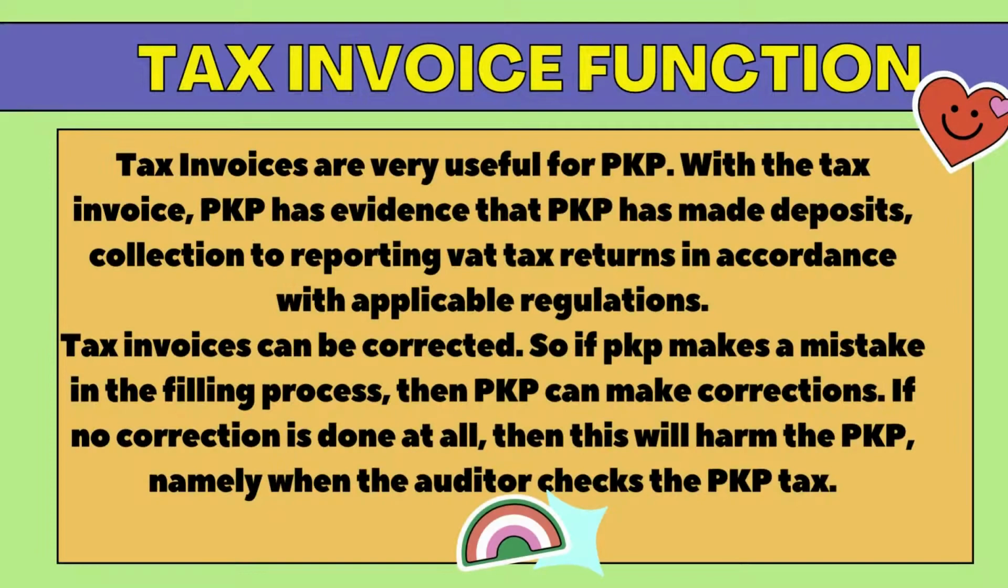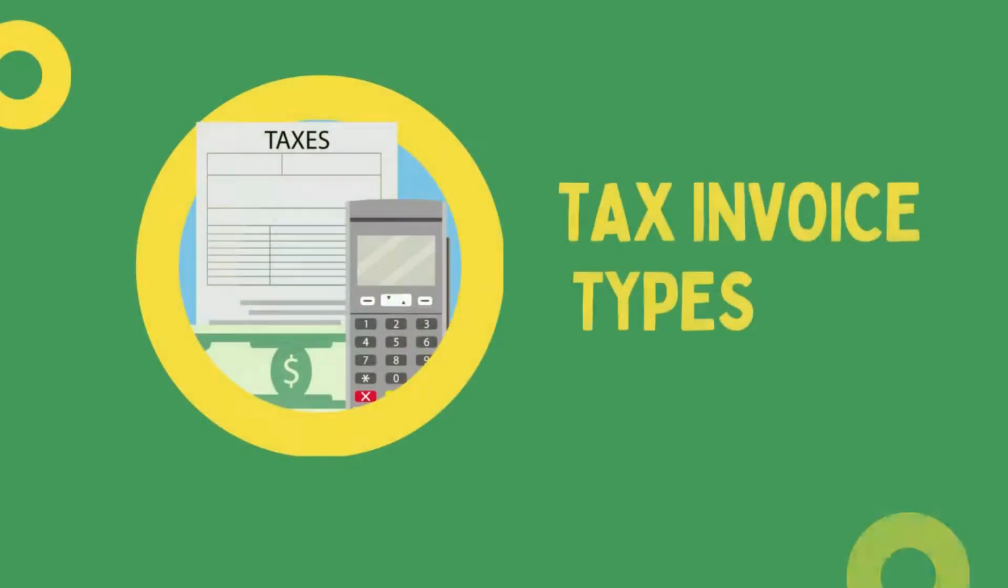The next subtopic that we're going to discuss is tax invoice functions. Tax invoices are very useful for PKP. With the tax invoice, PKP has evidence that PKP has made deposits and collections for reporting VAT tax returns in accordance with the applicable regulations. Tax invoices can be corrected, so if PKP makes a mistake in the filling process, then PKP can make the corrections. If no correction is done at all, then this will harm the PKP, namely when the auditor checks the PKP tax.